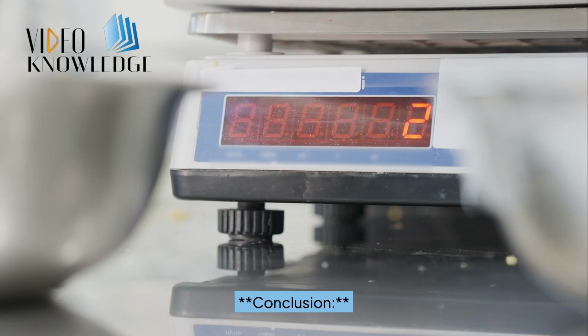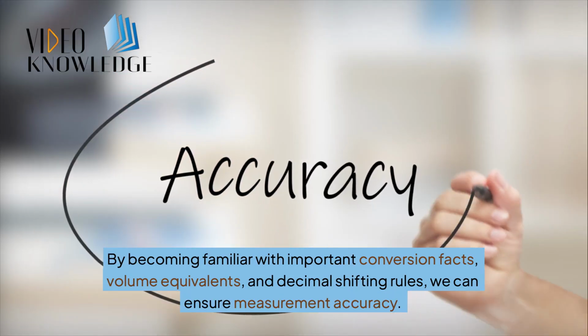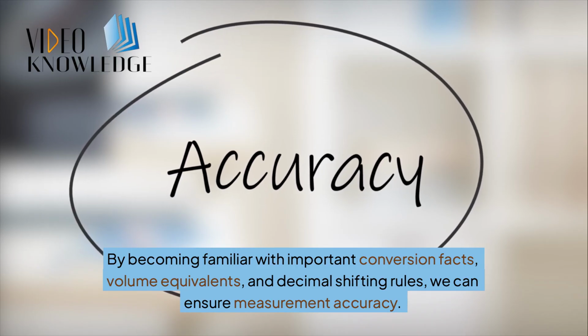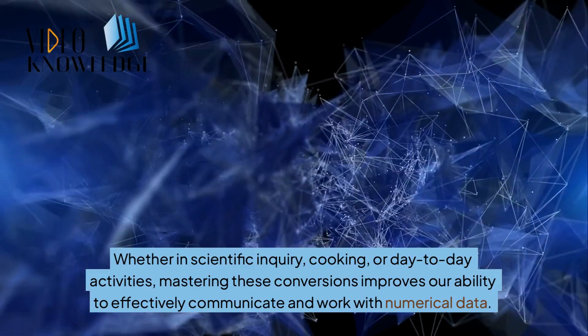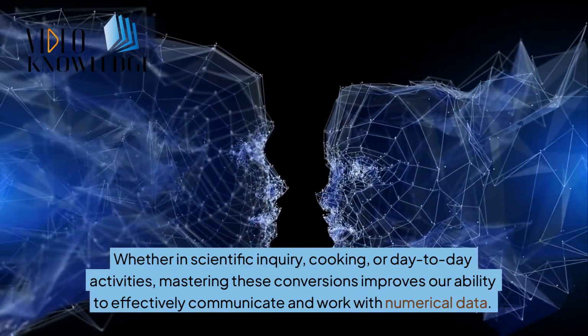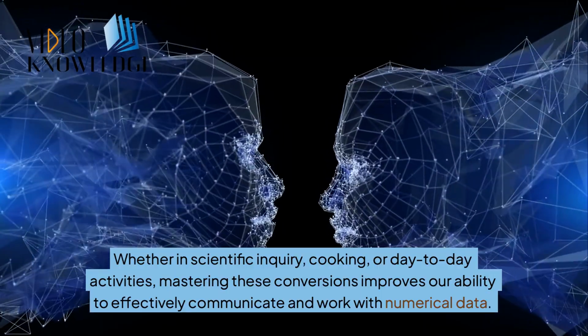Conclusion. In summary, understanding volume conversions and the metric system is vital for precision across various disciplines. By becoming familiar with important conversion facts, volume equivalents, and decimal shifting rules, we can ensure measurement accuracy. Whether in scientific inquiry, cooking, or day-to-day activities, mastering these conversions improves our ability to effectively communicate and work with numerical data.